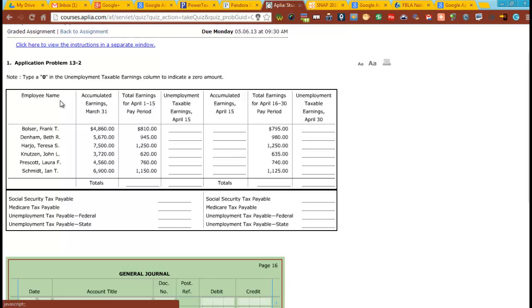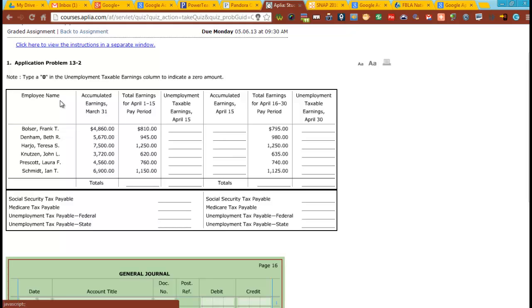Okay. This looks very similar to what you did on your own, correct? What you'll notice is there are more employees. The big thing that I need you to realize is we are doing 2 pay periods. What you don't have is accumulated earnings right here. How do you calculate accumulated earnings? Accumulated earnings plus total earnings is going to give you this accumulated earnings. And you need to do that for every person, no matter if they've earned more than $7,000 or not. This number here under accumulated earnings is always going to be accumulated earnings March 31st plus total earnings April 1st through 15. We'll give you this number.